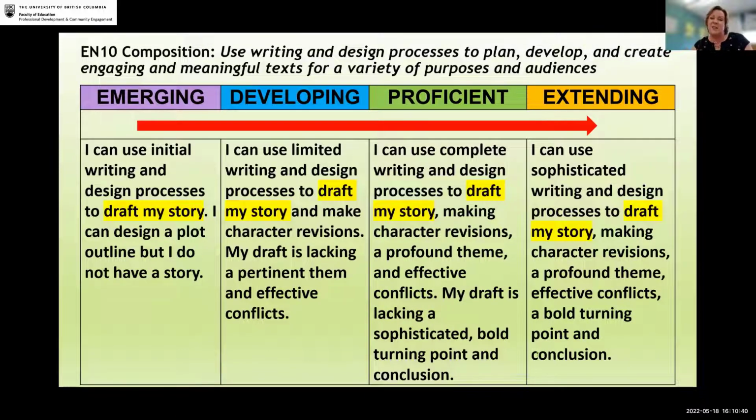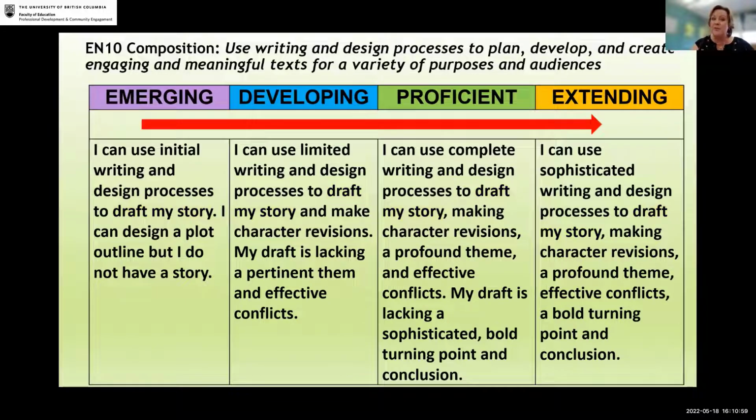Like you can see in this one here, you just look at the highlighted words. You don't have to read this whole proficiency scale. Drafting a story, drafting a story, drafting a story. That means I'm making all of my students show their learning in just one way. And I'm going to only give them the criteria for how to draft the story.